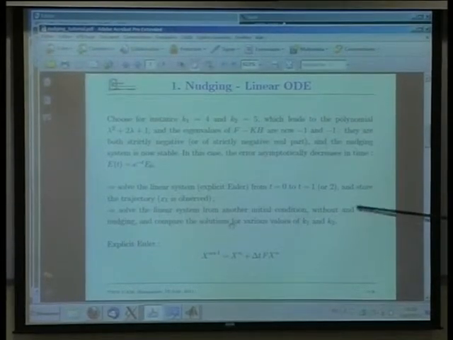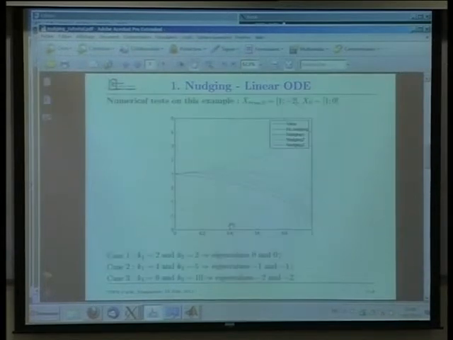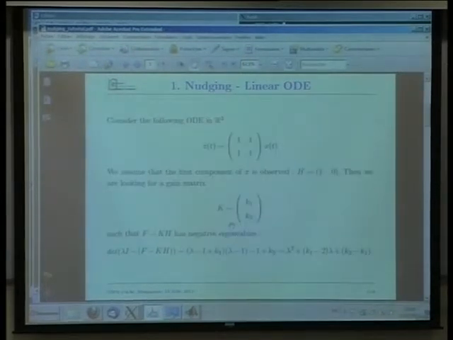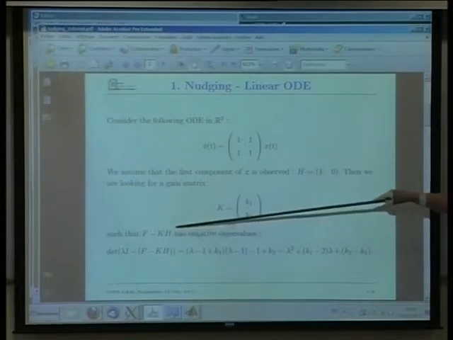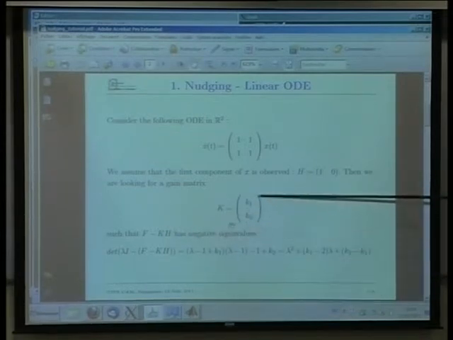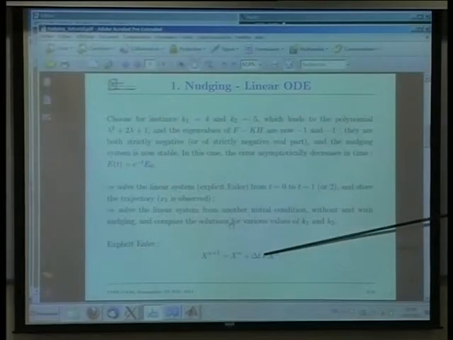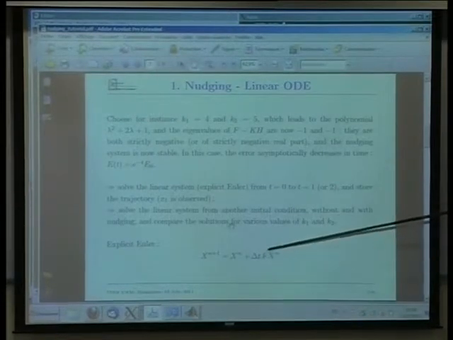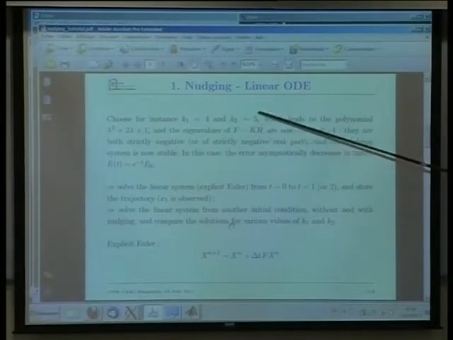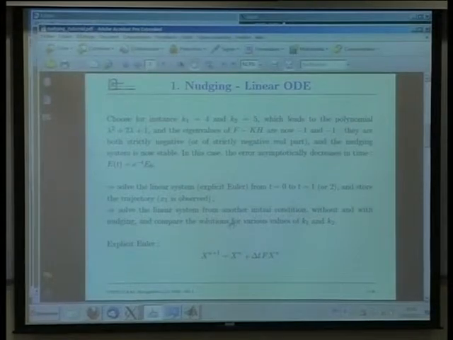And then you try to add the nudging term, minus kh. So you choose 2 values for k, multiply by h, so you will get a 2 by 2 matrix. And then you can solve the same system with f minus kh here. And then if you choose the correct values for k, hopefully the nudging state will converge to the observed state.